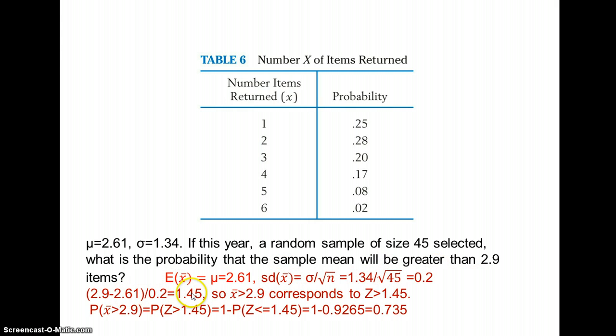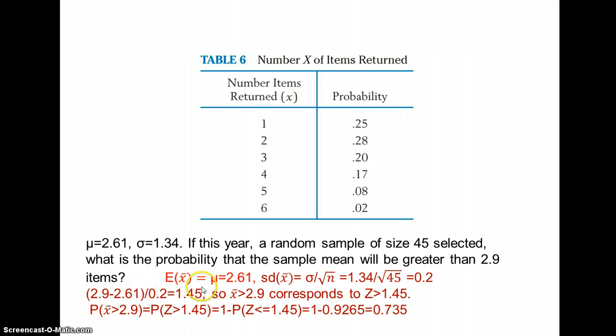And so we find 1.45, and we convert x bar greater than 2.9 to z greater than 1.45. We can use the table, but not directly, because the table is only for less than a number. So we subtract from 1 and look into the table. We found that the probability for z less than or equal to 1.45 is 0.9265, and subtracted from 1 we got 0.0735.